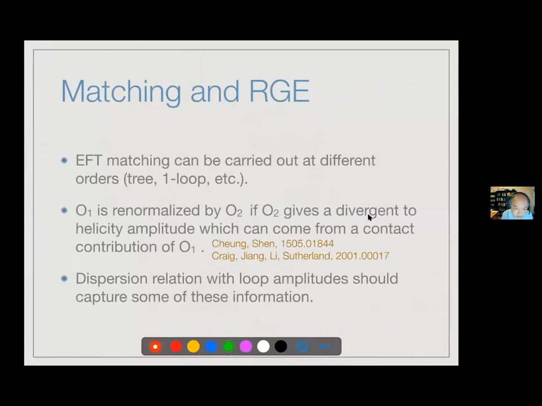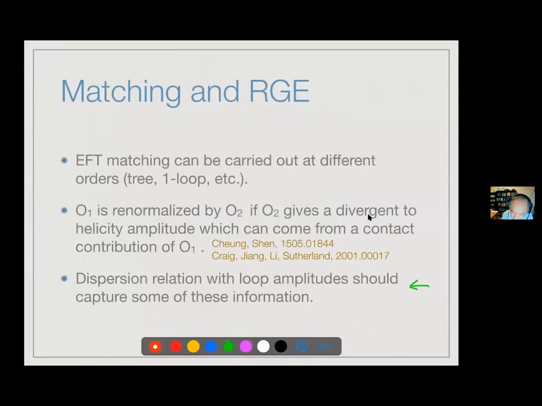And there are also many insights, some coming from the helicity amplitude direction, right? So what is the mixing between two operators, for example, under RGE running? One of the operators is renormalized by the other only if the other operator gives a divergent helicity amplitude contribution to O1, okay? So this is a relation. There's some connection. You can look at the helicity amplitude and figure out whether these two operators mix or not. And I think we do expect the dispersion relation with loop amplitude should at least capture some of this information. Okay. So that covers the matching and also the RGE running.